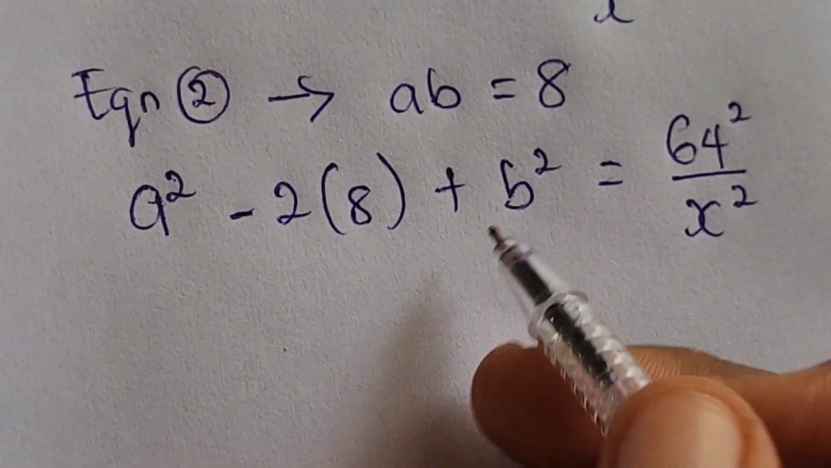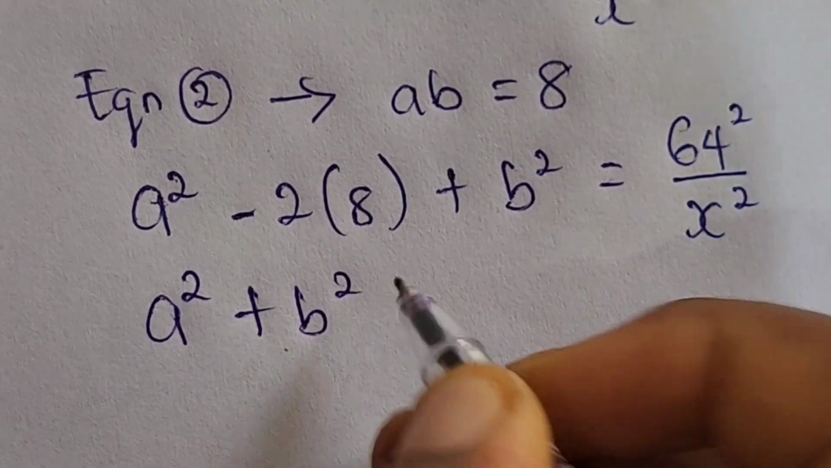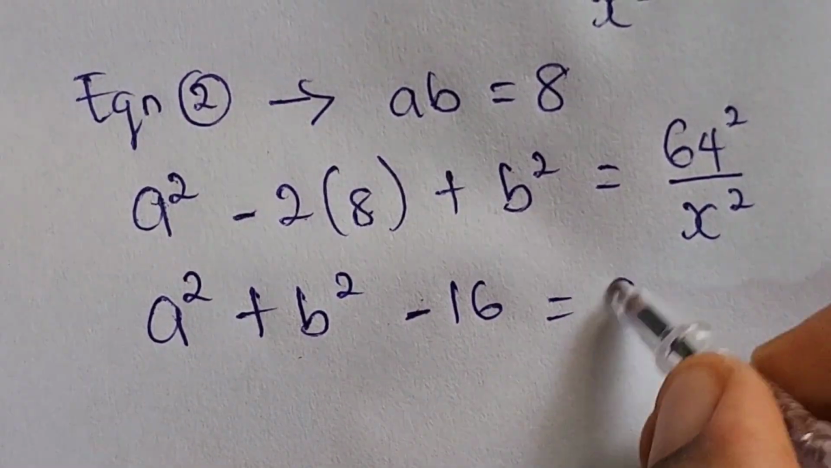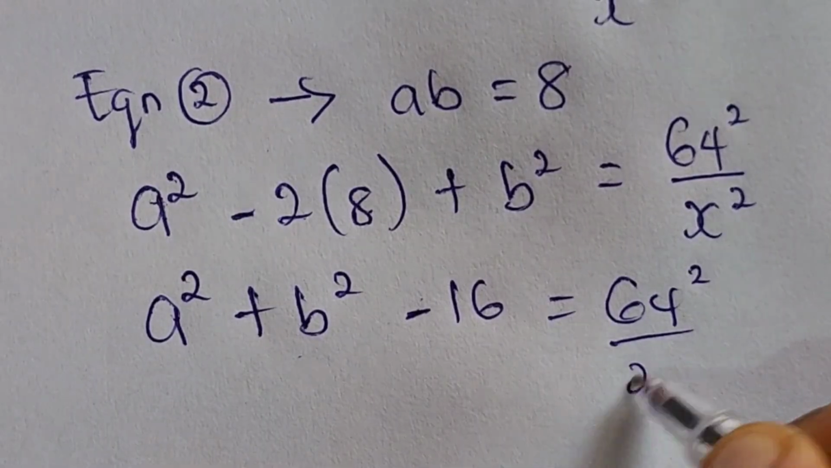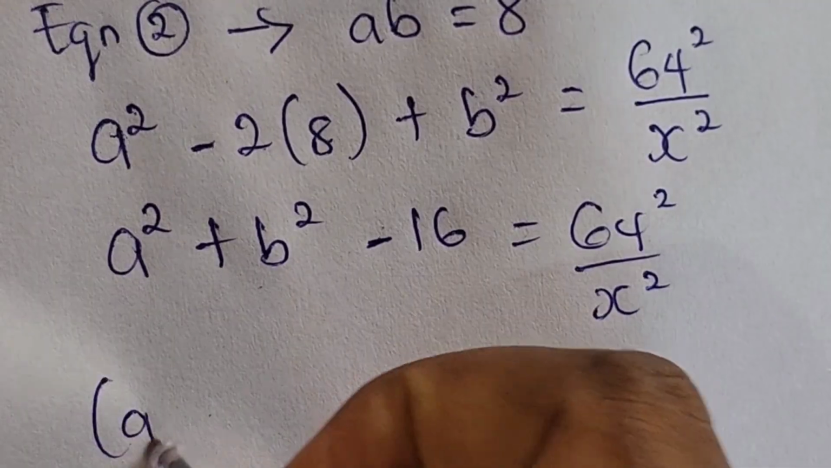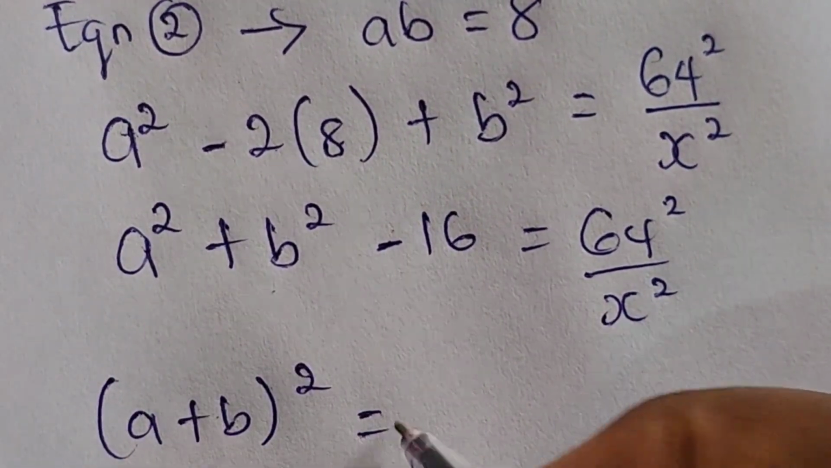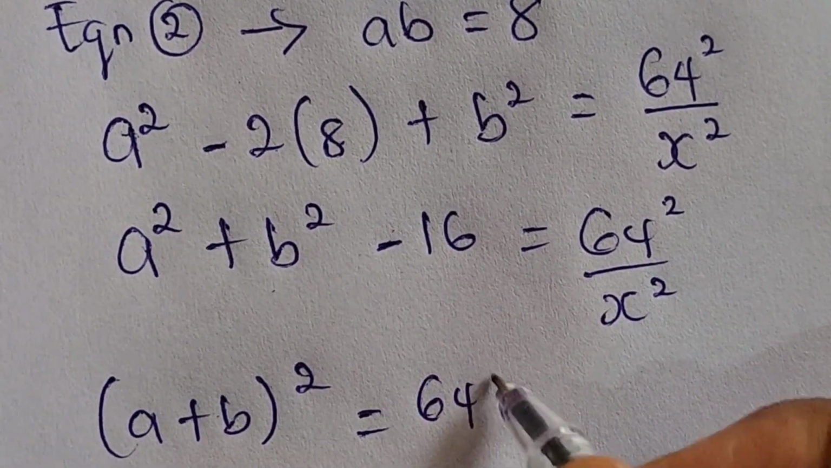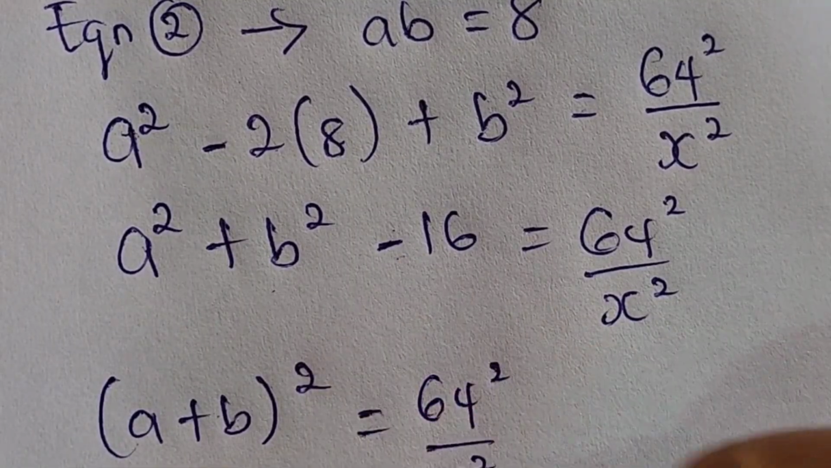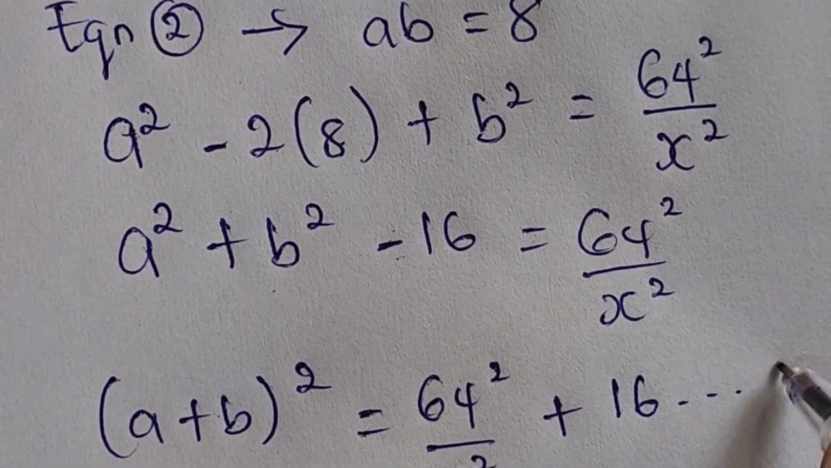So let's factor this together. We have a squared plus b squared, and 2 times 8, which is minus 16, is equal to 64 to the power of 2 over x squared. So this simply means that a squared plus b squared is equal to 64 to the power of 2 over x squared. Our minus 16 moving over becomes plus 16. So we can call this equation 3.